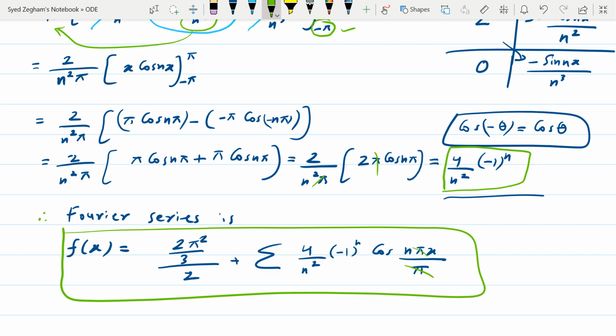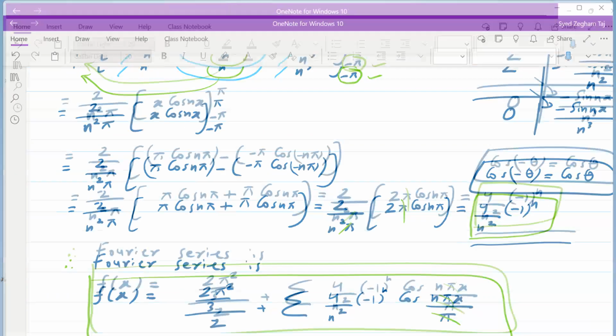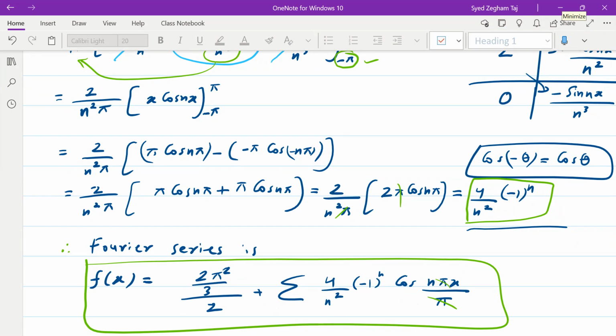Okay, so this is one question on Fourier series of an even function. So we have discussed both. In the previous one we discussed Fourier series of odd function, and today in this video we have discussed Fourier series of even function.